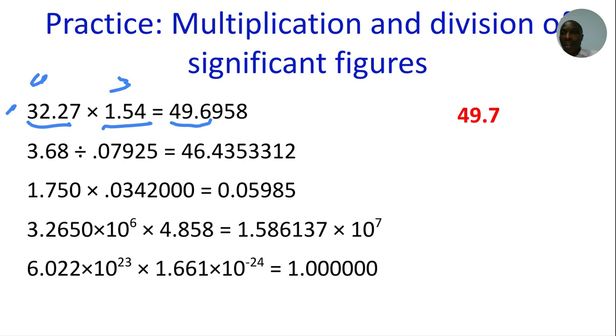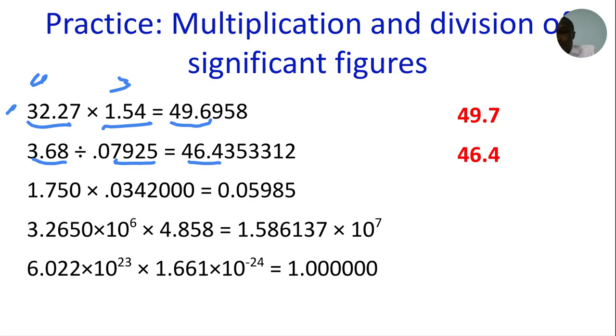Then we come to another number here. This has 3 significant figures. This has 4 significant figures. So that means our answer should be to 3 significant figures. 464.